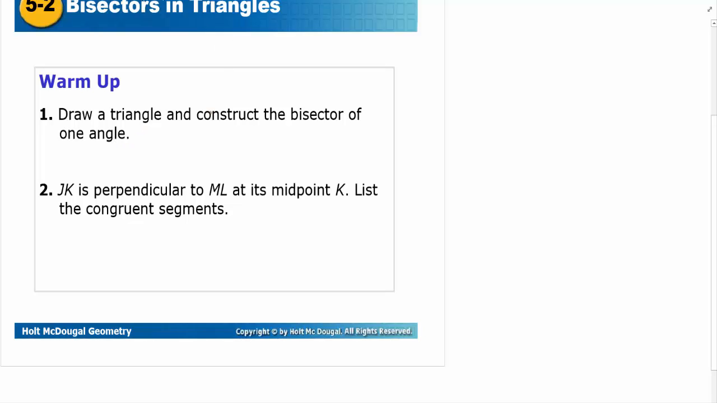Number one says draw a triangle, construct, that means use a compass and a straightedge, the bisector of one angle. So over here, just going to add one step onto our constructions. You just have to draw a triangle. Your triangle can look a little different than mine. It just depends on how you did it. I'm going to call this triangle ABC.